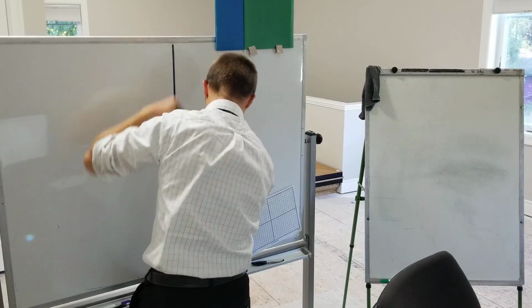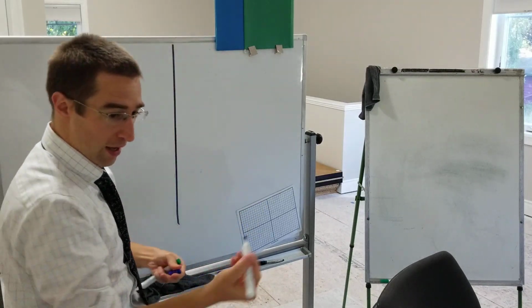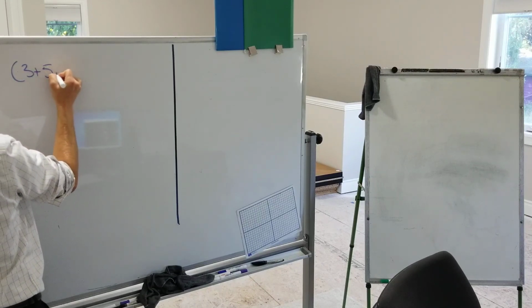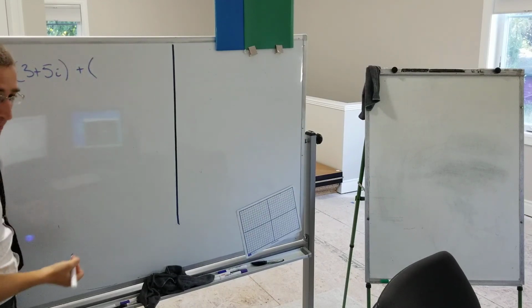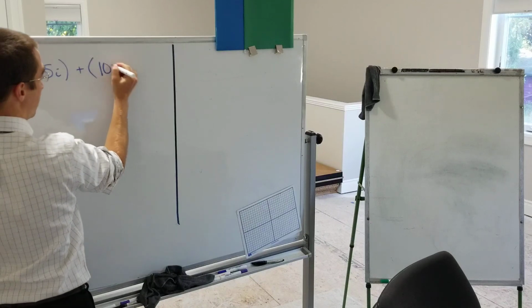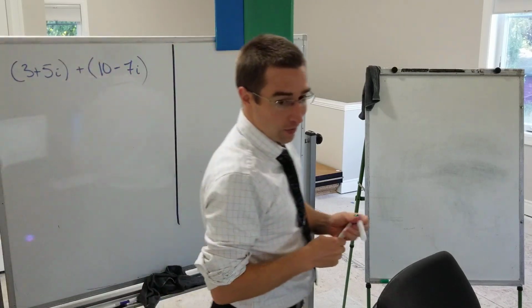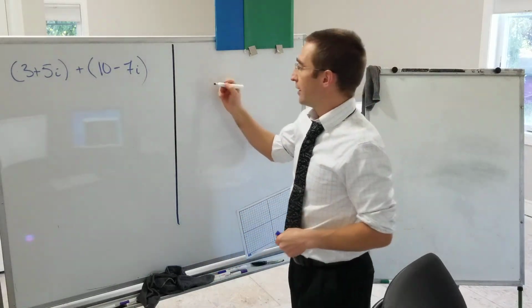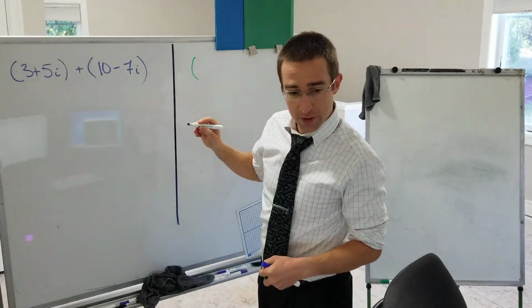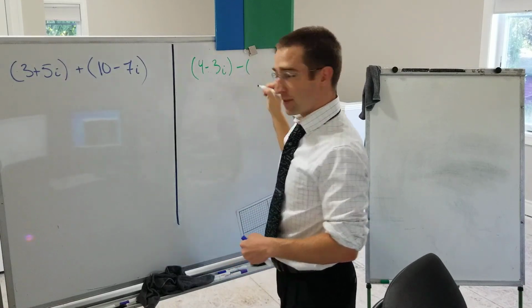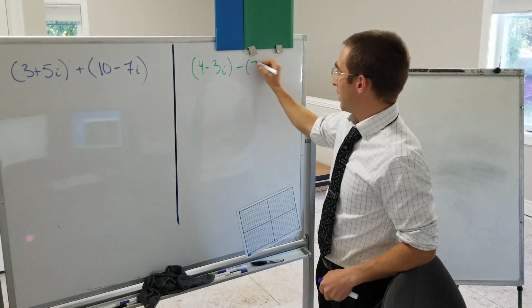Here we go. We have 3 plus 5i plus 10 minus 7i. We're going to do that one first. You can go ahead and write that down and give it a shot if you want. And then I'm going to do this. I'm going to put this one up. 4 minus 3i minus 7 plus i.